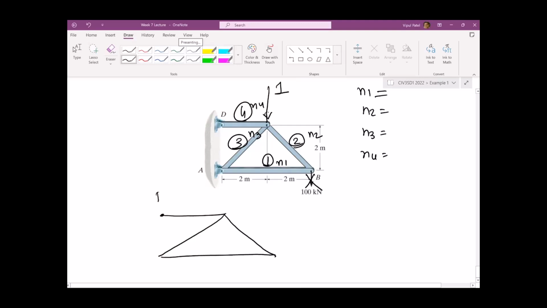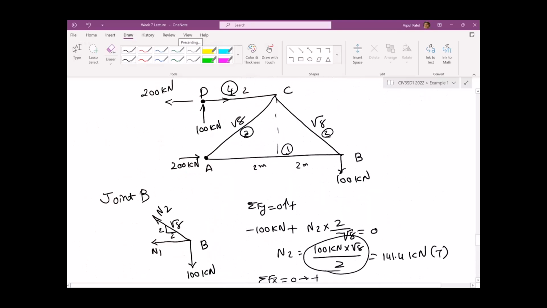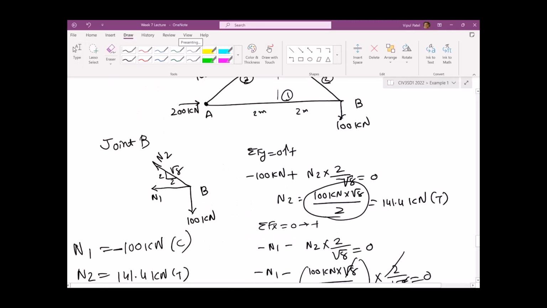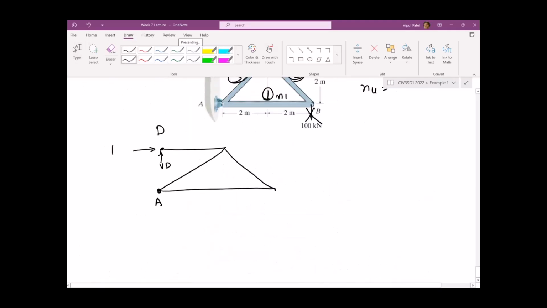So here D, here A. I think we have a VD and HD, and reactions at A. And we have this 1. There is no unit, by the way. 2 meters, 2 meters, square root 8, 2 meters. And there is no force here. Please note, we don't need to put a force at B. A, B, C, and D. Okay, so that's the system.